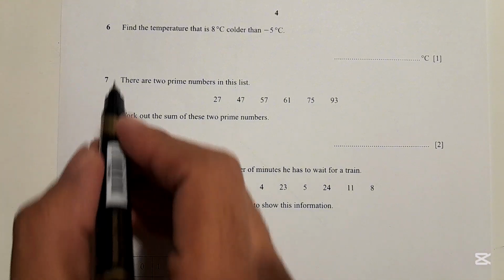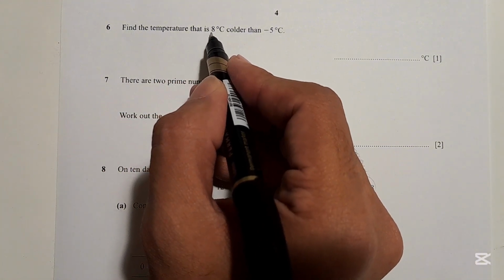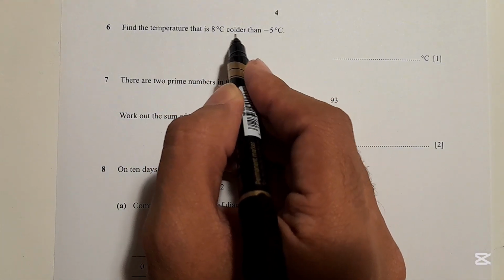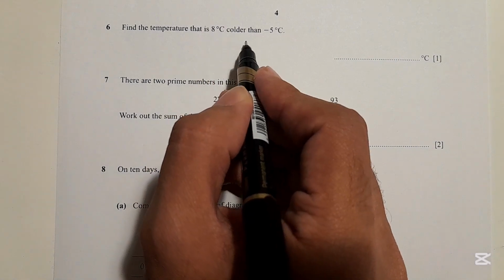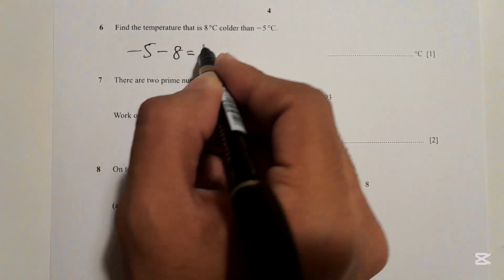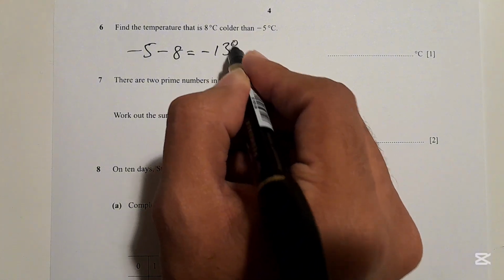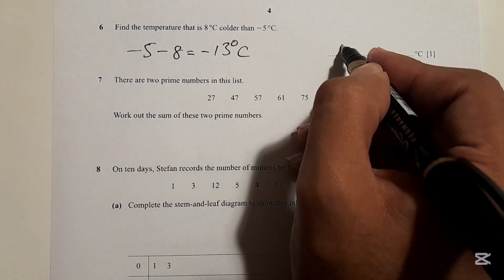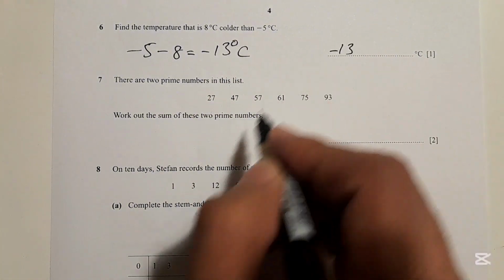Question 6 states, find the temperature that is 8 degrees Celsius colder than minus 5. So it means colder is lower than minus 5. So minus 5 minus 8 will be minus 13 degrees Celsius. So it is minus 13.